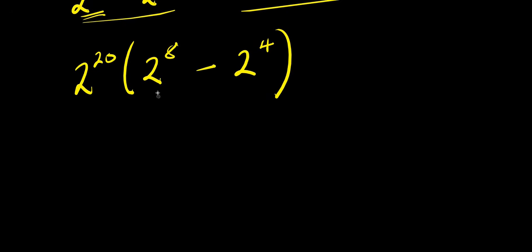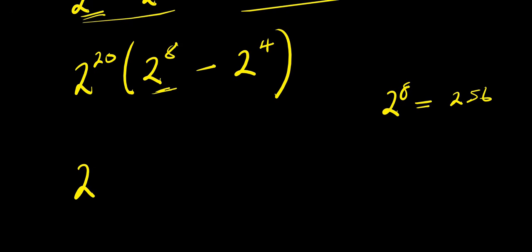Now, we need to find the value of 2 power 8. Remember, 2 to the power of 5 is 32, 2 to the power of 6 is 64, 2 to the power of 7 is 128, so 2 to the power of 8 is 256.